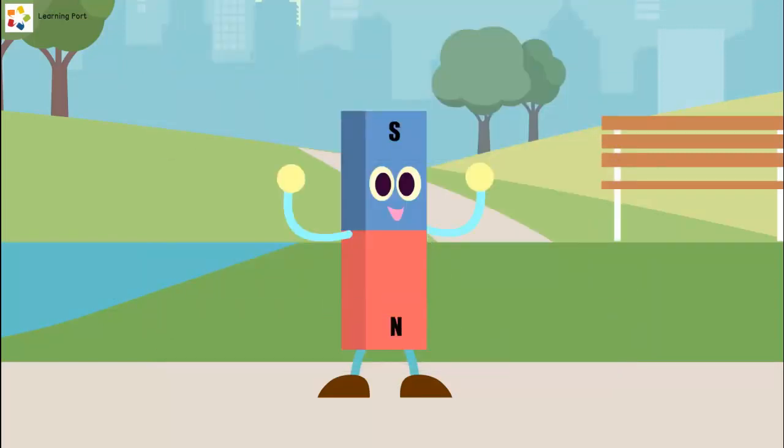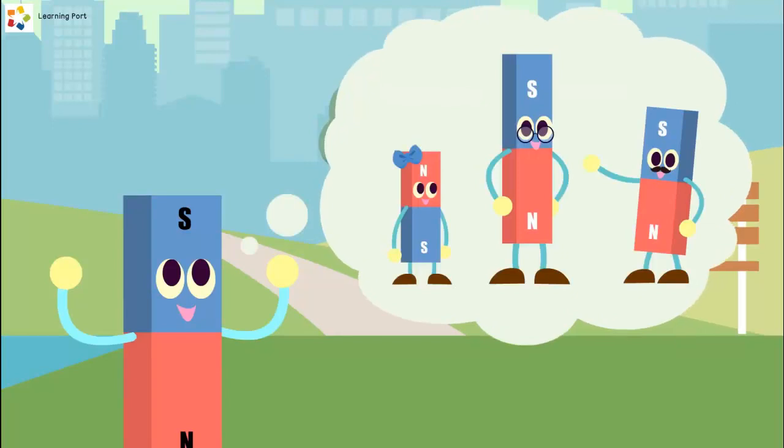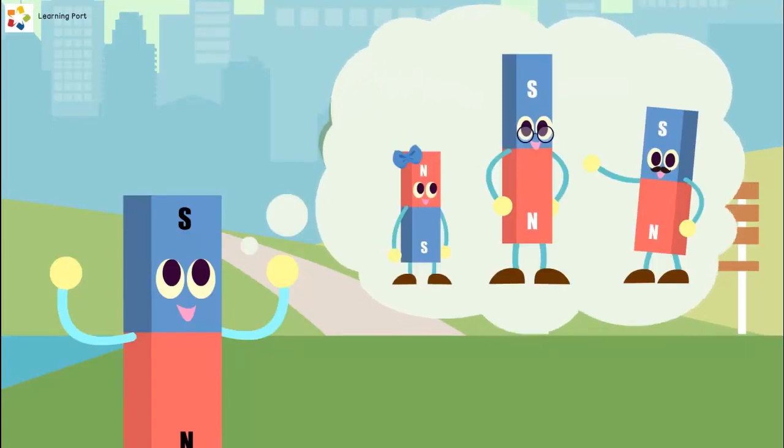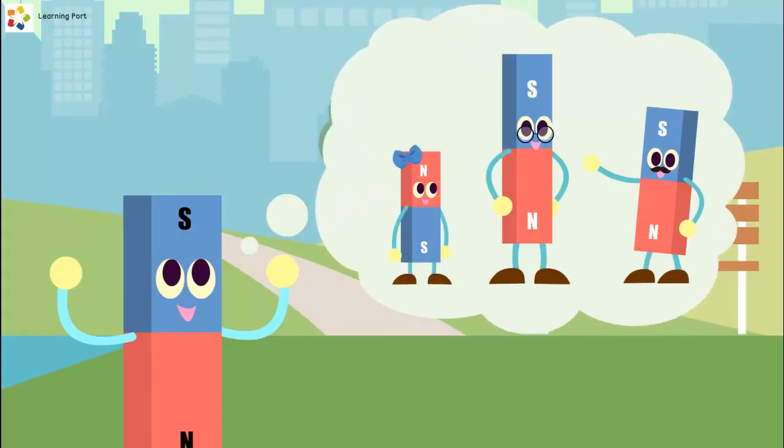Our friendly bar magnet, Barry, has two poles. He has a North Pole and a South Pole. He knows he can attract objects made of iron. But now he wonders if he can attract his fellow magnets. Why don't we join him as he seeks answers to his question?